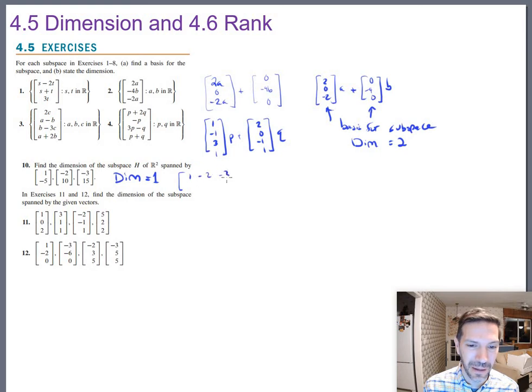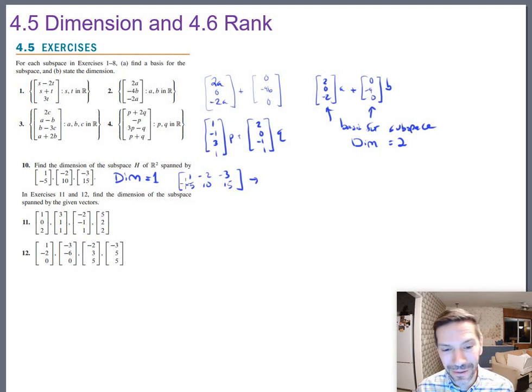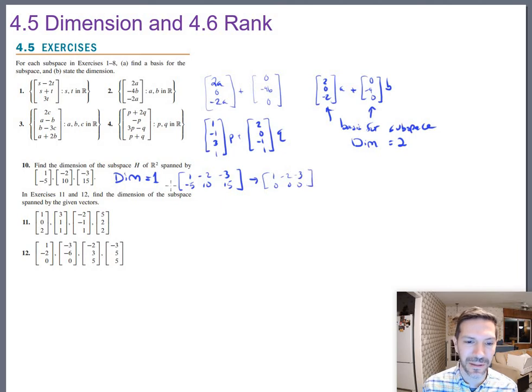However, if you didn't happen to notice that, you would still put these into a 2x3 matrix, and when you do row reducing, you can probably just see right away here that 5 times the first row makes the second row. So when you row reduce, you'll only have one pivot, which means that there's only a dimension of 1 again. Okay.